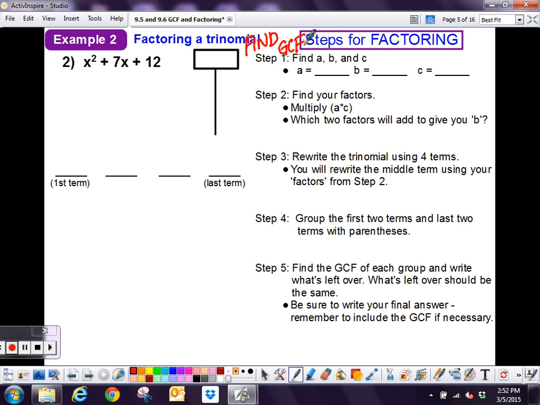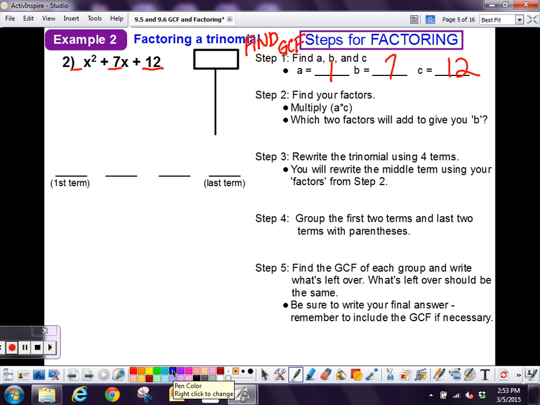So let's look at this. I have x squared plus 7x plus 12. I do not have a GCF. Okay, the next thing is find A, B, and C. Your A is going to be in front of the x squared, which in this case would just be 1. Your B is going to be in front of x, so that would be 7. And your C is the constant. That's the number by itself, not connected to a variable, so that's going to be 12.